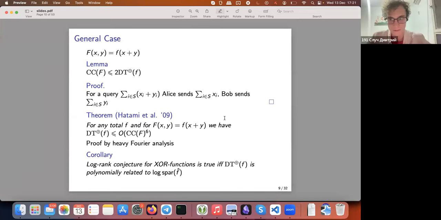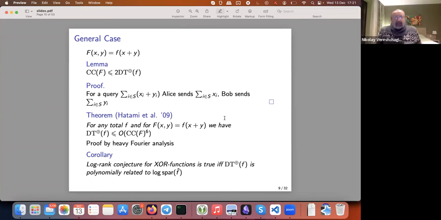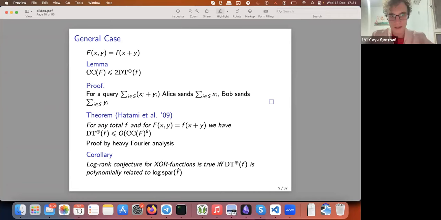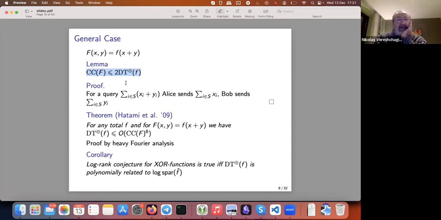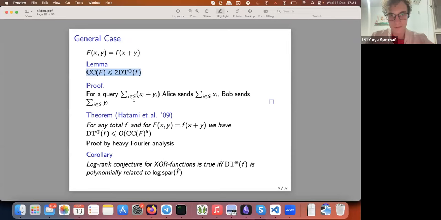What are you proving now? What? So I'm confused a little bit. What are you proving now? Which statement? The lemma that communication complexity doesn't exceed 2 times partition tree complexity. In the two-way communication model, right? Yeah, in two-way.